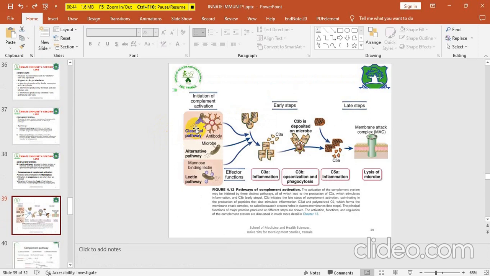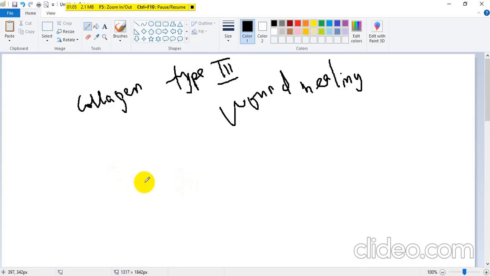So this is the classical pathway, and the classical pathway is mediated by what? Antibody binding to an antigen, and the antigen is located on the particle. So the classical pathway is like this. Classical means that it is what came first.